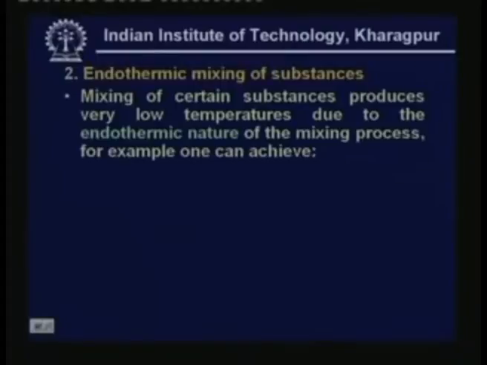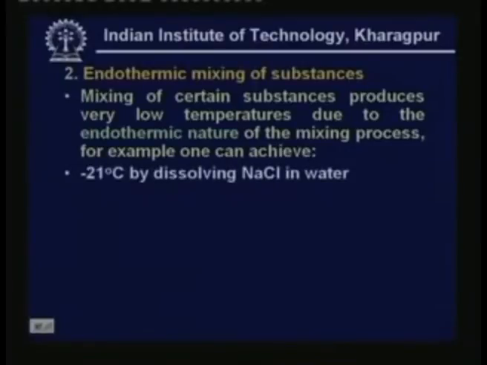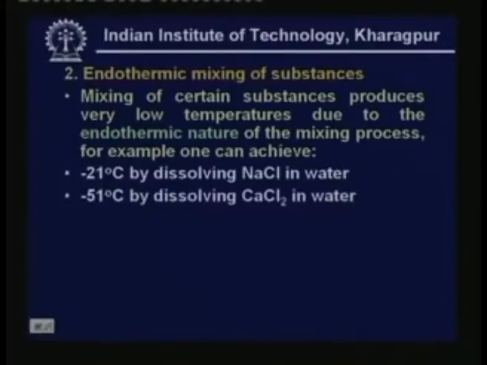process. And if you want very low temperatures, of course we have to use certain specific materials. For example, if you are dissolving sodium chloride salt in water, then you can achieve a low temperature as low as minus 21 degrees centigrade. And if you are dissolving calcium chloride salt in water, then you can get a temperature as low as minus 51 degrees centigrade. So this is one of the simplest ways of producing very low temperatures.